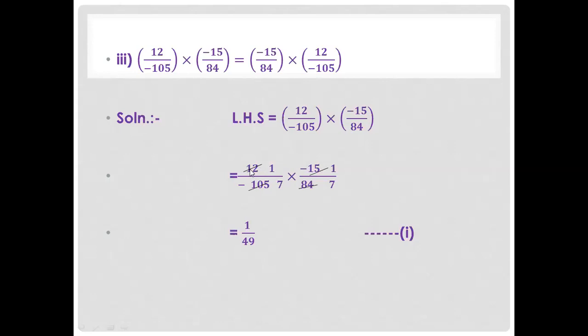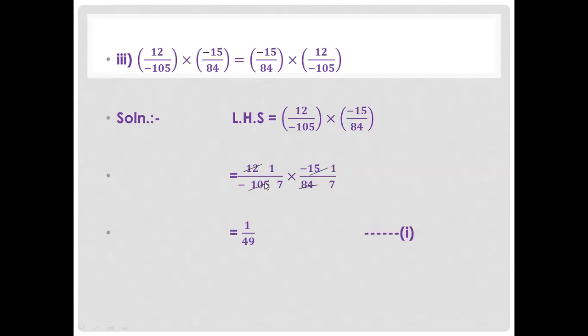So with table 12, 12 ones are 12 and 12 sevens are 84. If you don't know table 12 directly, you can check with your calculator that 12 sevens are 84. So you will cancel it: 12 ones are 12, and 12 sevens are 84. Again with table 15 you will cancel these two. 15 ones are 15 and 15 sevens are 105. You can do it like this.